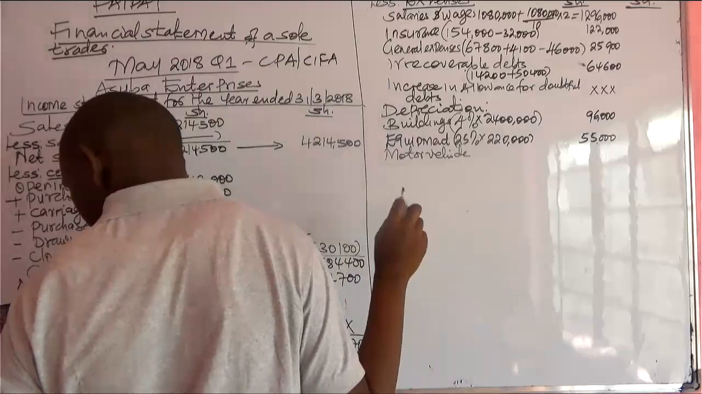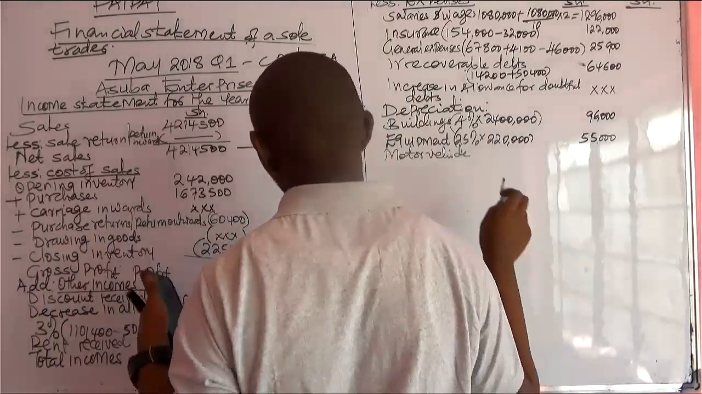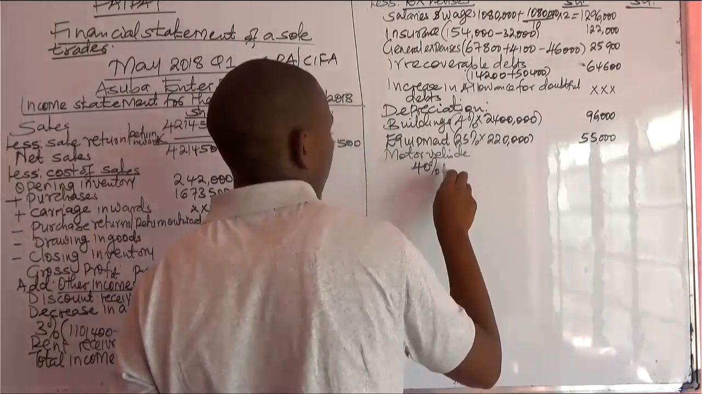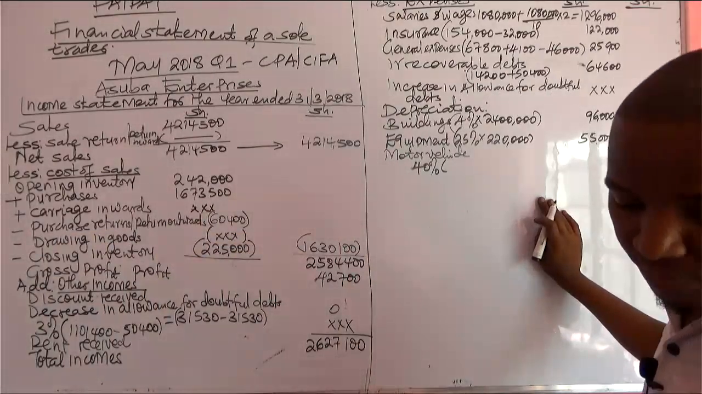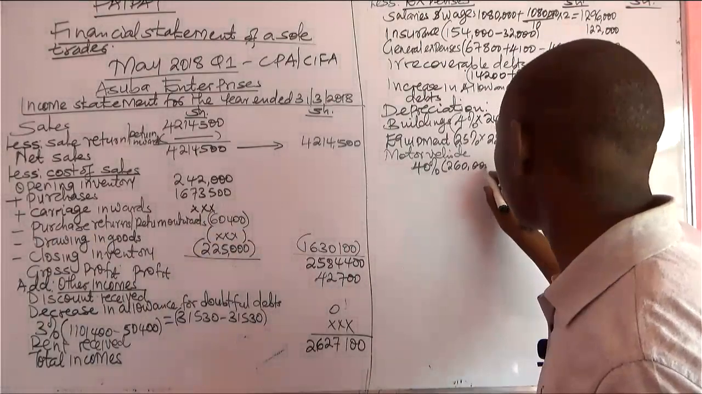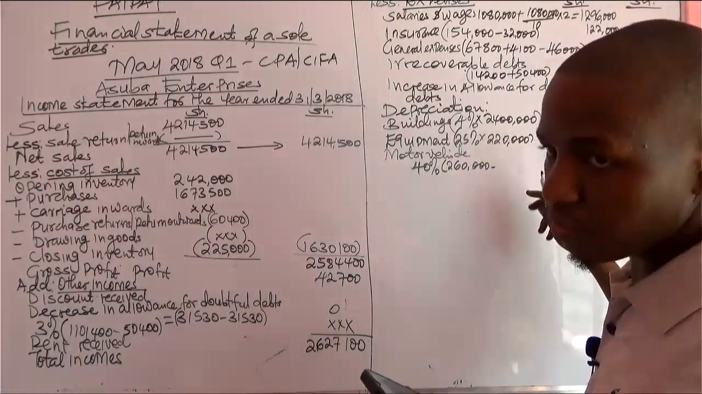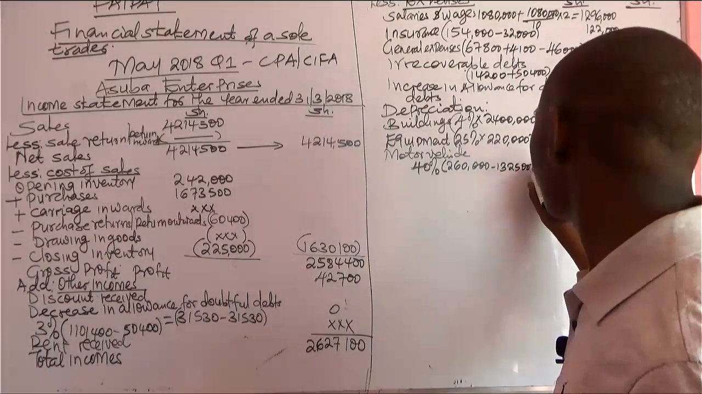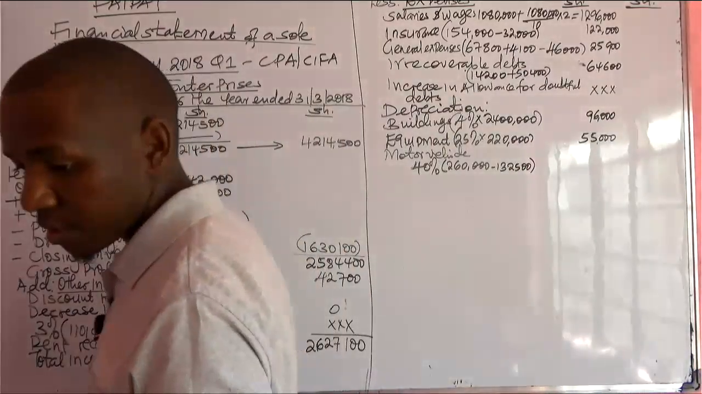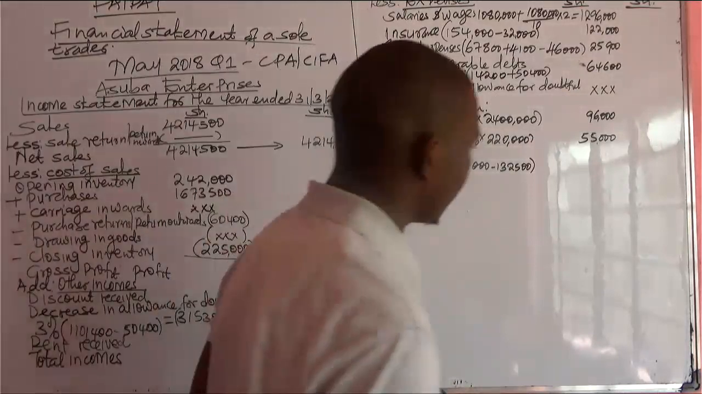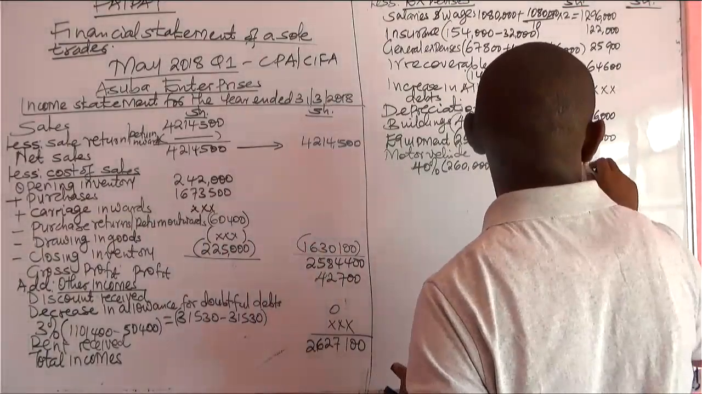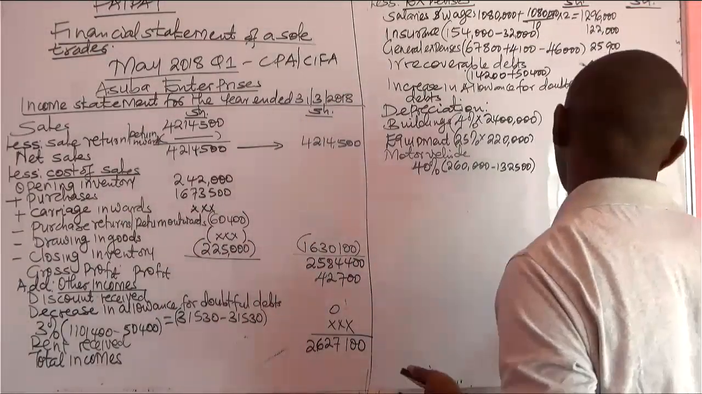We also have for what we call the motor vehicle. Now, for motor vehicle, we were told that is 40% on reducing balance. I say when depreciation is on reducing balance, is generally on the net book what? Net book value. So net book value is the cost minus the accumulated depreciation to 60,000. The accumulated depreciation on motor vehicle was 132,500. So how much is it giving you? $51,000. So we are done with the depreciation.